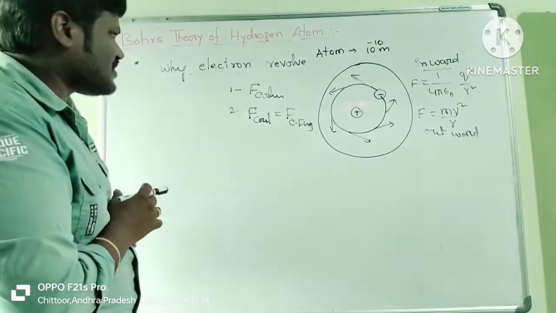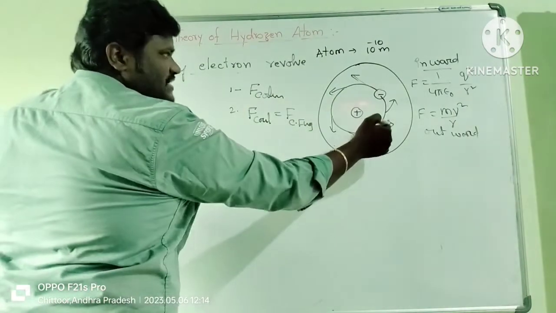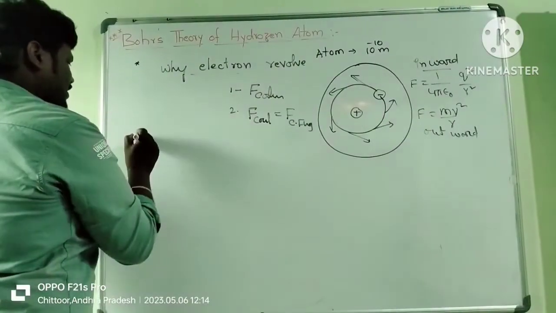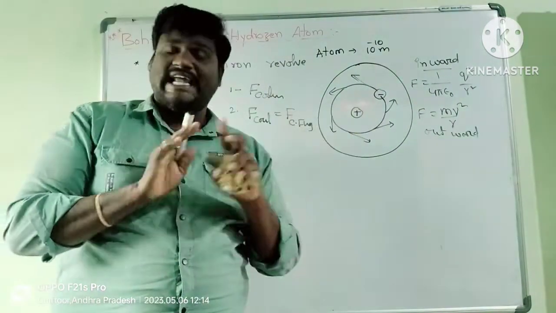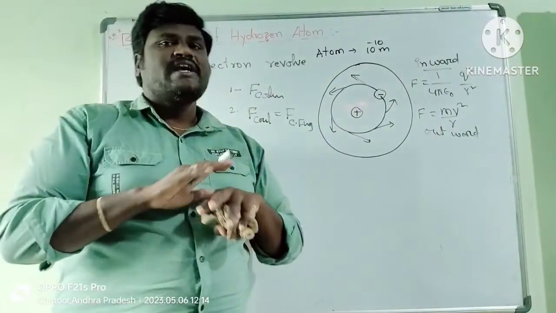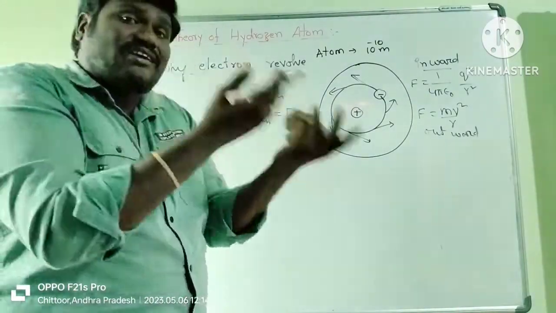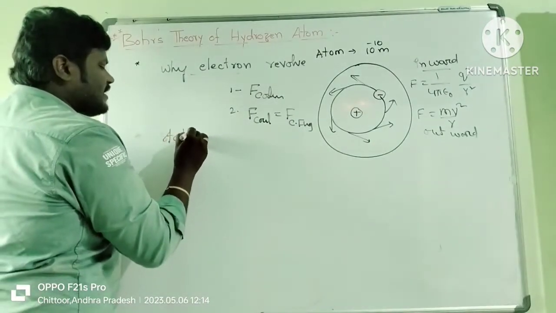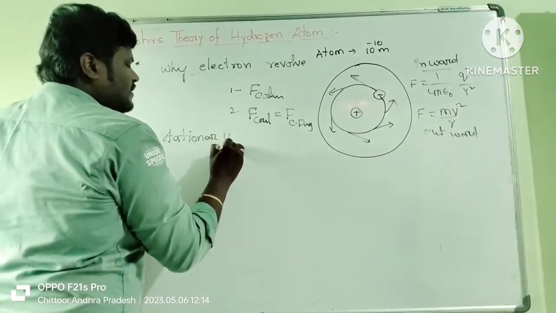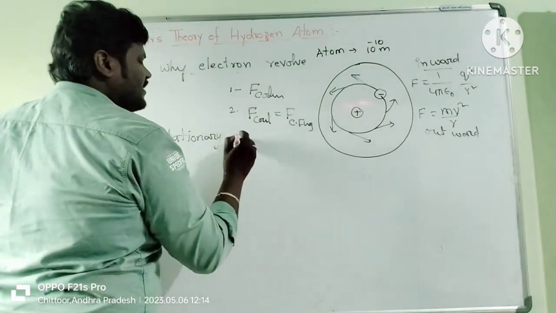Now the second postulate: in this orbit, the electron is revolving continuously. While revolving in the orbit, the electron will not gain energy and it will not lose energy. So that's why those orbits are called stationary orbits.